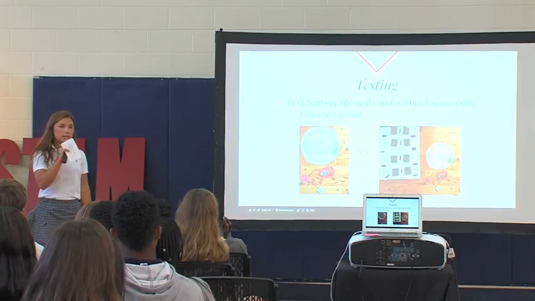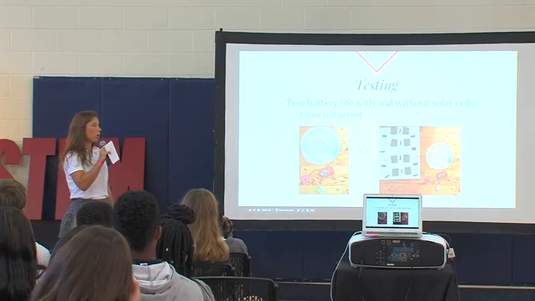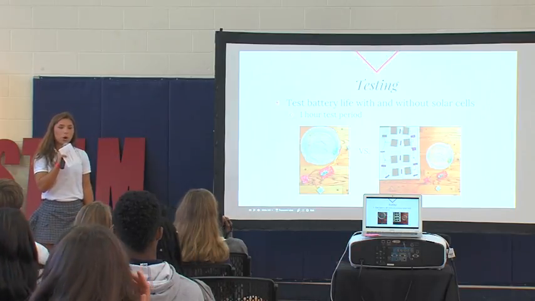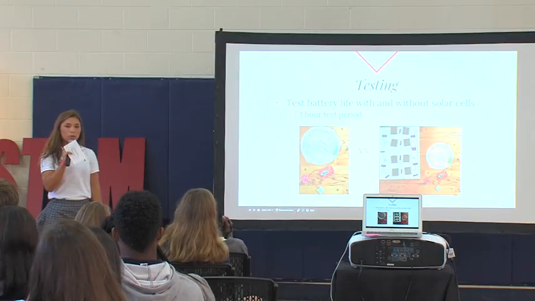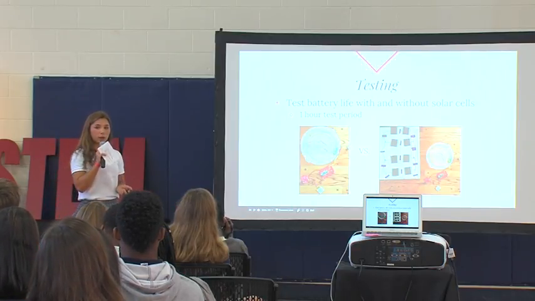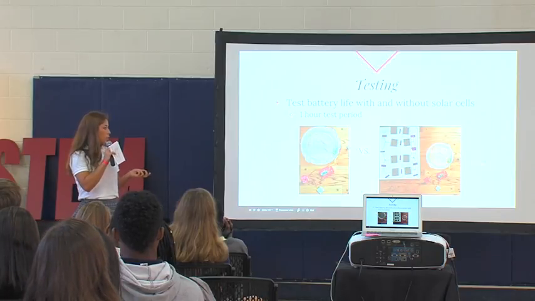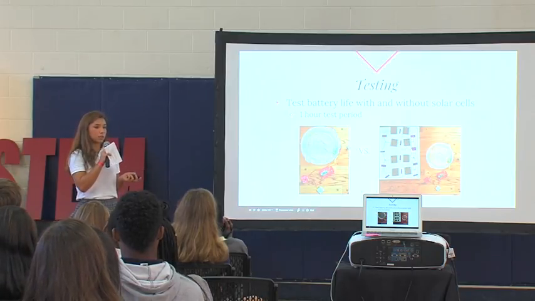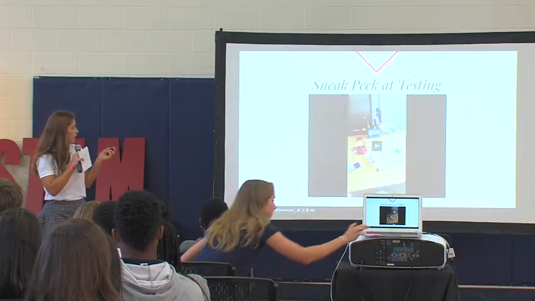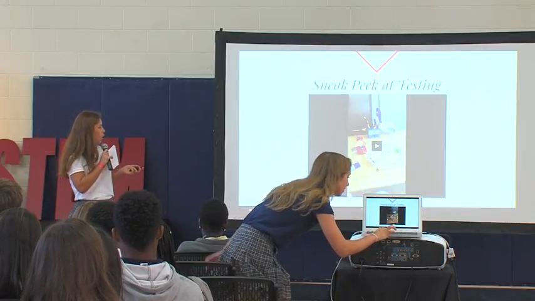So my testing consisted of me figuring out how the battery life of the muscle sensor would change with and without the solar cells. So my control group is right over here. It's the one without the solar cells. And then my solar cell group is right over here. It has the solar cells. So here's a little sneak peek of how my testing worked.